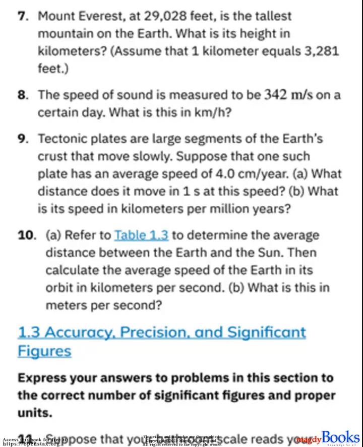9. Tectonic plates are large segments of the Earth's crust that move slowly. Suppose that one such plate has an average speed of 4.0 centimeters per year. A. What distance does it move in 1 second at this speed? B. What is its speed in kilometers per million years? 10. A. Refer to Table 1.3 to determine the average distance between the Earth and the Sun. Then calculate the average speed of the Earth in its orbit in kilometers per second. B. What is this in meters per second?